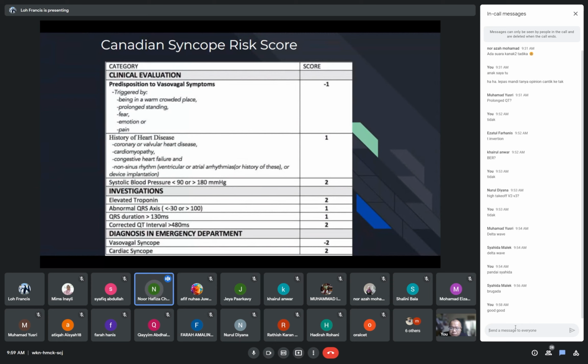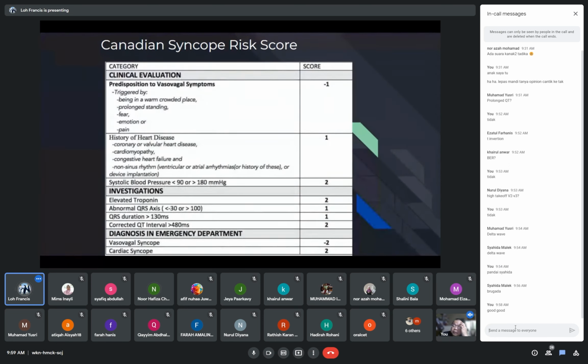Ni personal opinion lah. Saya sendiri pun tak pernah guna Canadian Syncope Risk ni. Selalu guna San Francisco je, yang CHEST tu. Tapi kalau yang San Francisco tu, kalau ada satu pun saya tetap discharge. Itu je. Sebab scoring masih dalam validation, so masih belum boleh digunakan lagi.